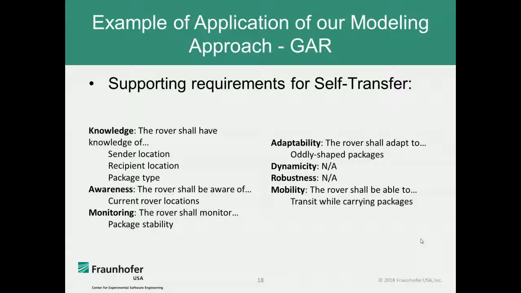So the supporting requirements are intended to be the list of details that are required, and they're categorized into these few categories here: knowledge, awareness, monitoring, adaptability. This is all the checklist items that you might need for a rover. We only have a few examples here; it's not complete.